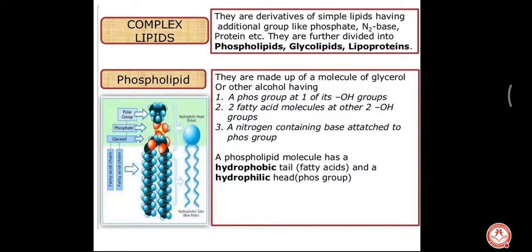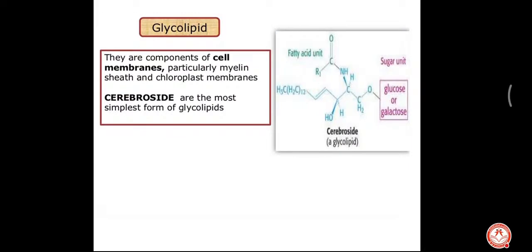Phospholipids, glycolipids and lipoproteins are derivatives of simple lipids having an additional group, with lipids as esters of fatty acid and alcohol. They have an additional group such as a nitrogenous base or a protein. They are made up of a molecule of glycerol or other alcohol having a phosphate group at one end, a second fatty acid molecule and a nitrogen containing base attached to the phosphate group. A phospholipid molecule has a hydrophobic tail and a hydrophilic head.